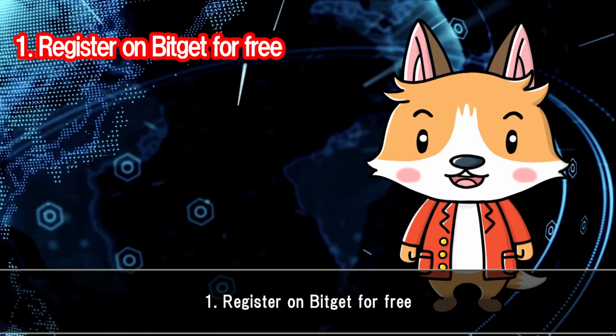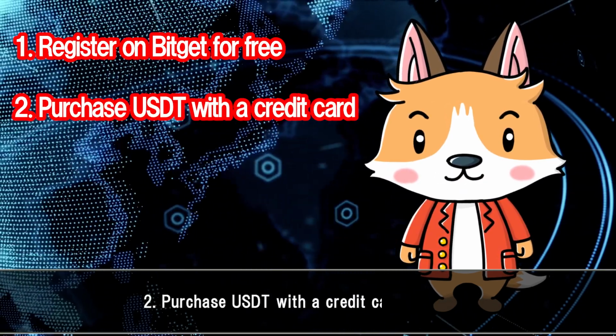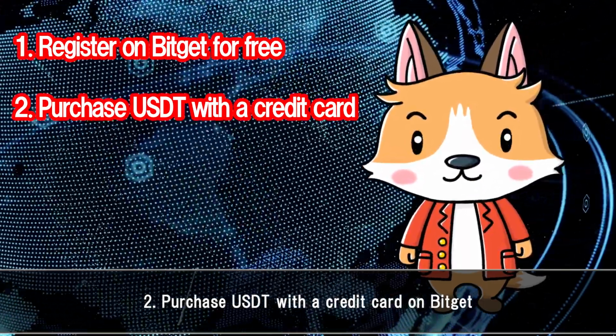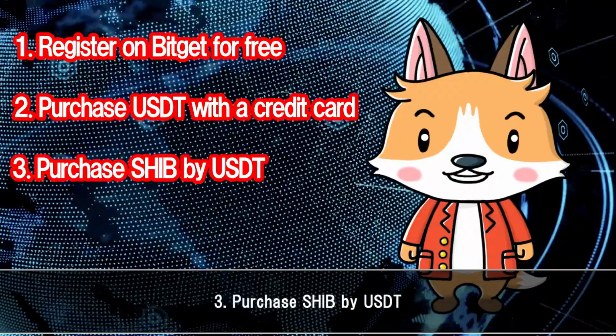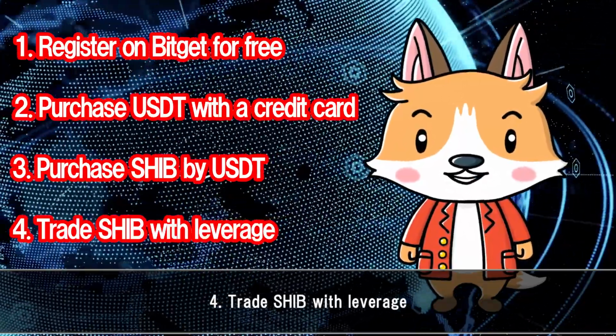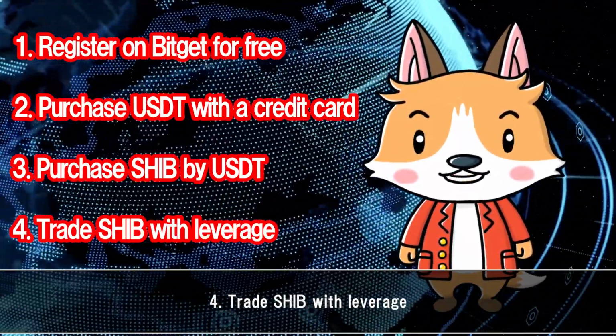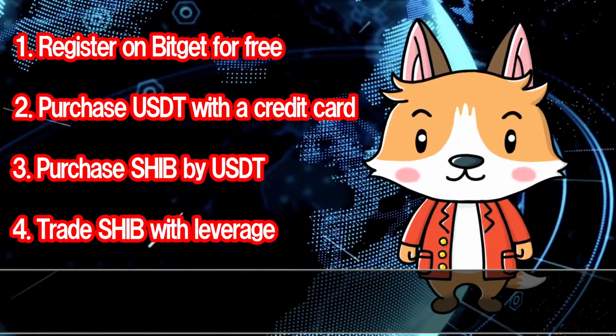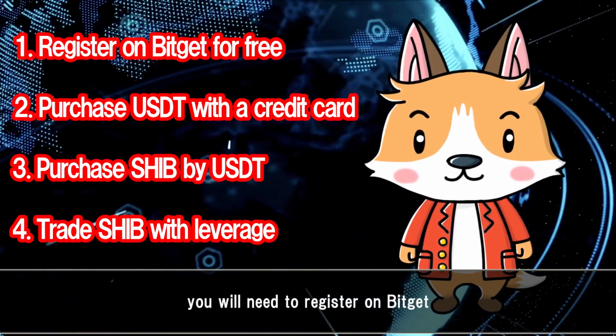1. Register on Bitget for free. 2. Purchase USDT with a credit card on Bitget. 3. Purchase Shiba by USDT. 4. Trade Shiba with leverage. In order to buy Shiba and trade with leverage, you will need to register on Bitget.